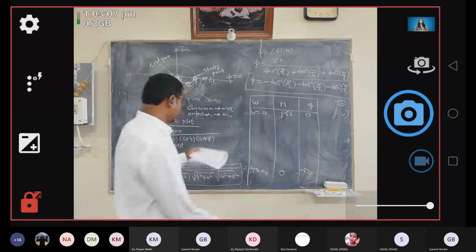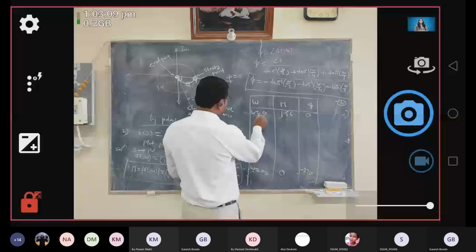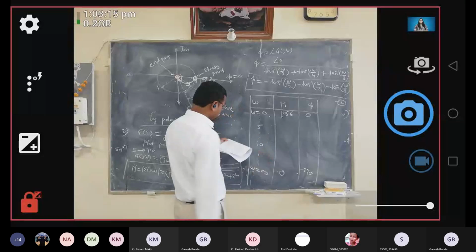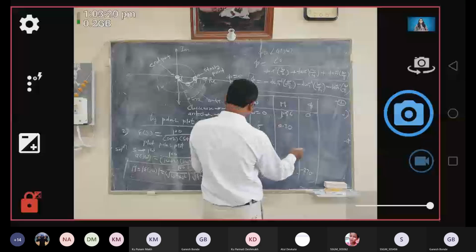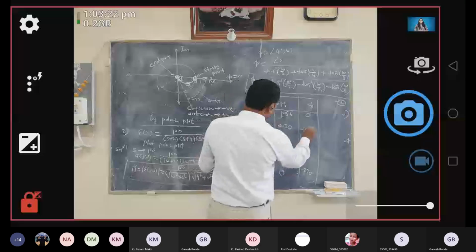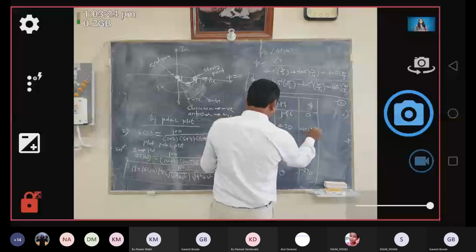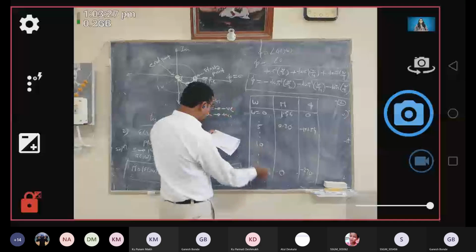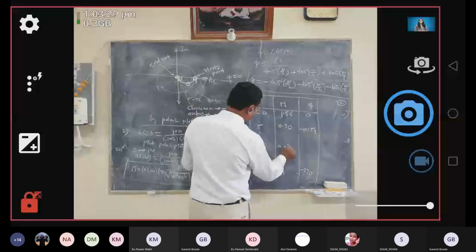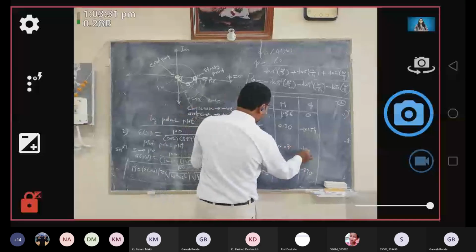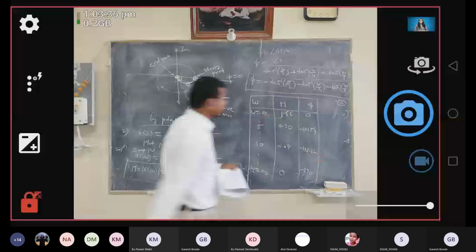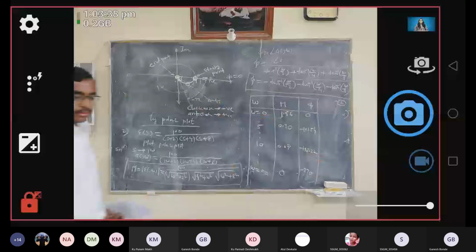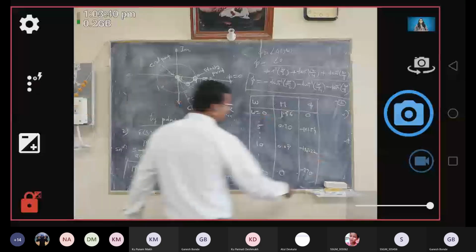Similarly, intermediate values I have taken directly, 5, then 10. So for 5 we get 0.30, angle is minus 151.54. For 10 we get 0.07, angle minus 198.22. So this is the table. Now sketch the polar plot from this table.